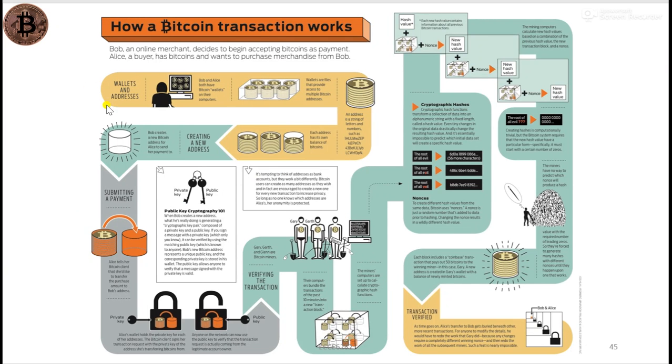Okay, this figure represents how a Bitcoin transaction works, with the information about wallets and addresses of the Bitcoin, then how to submit a payment, how a transaction is being verified. All this information is given in this slide. It's really a detailed slide. I would suggest you go through all of this scenario. I already explained everything about it in the previous slides for you.